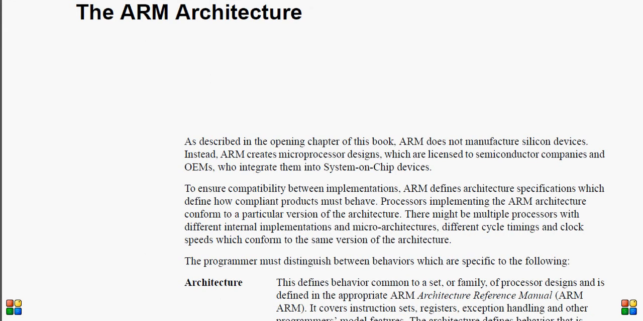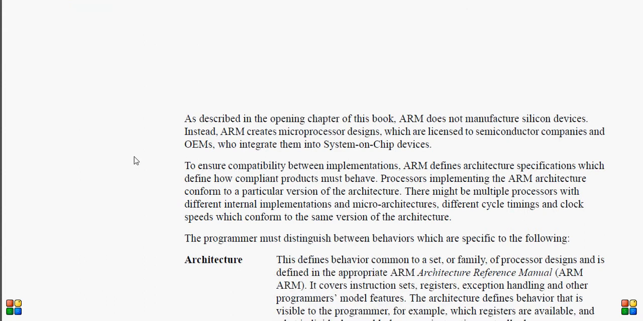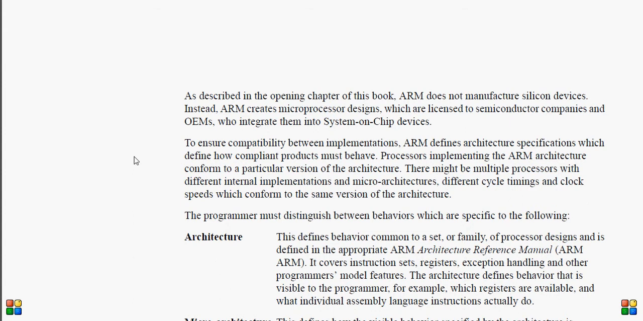Hi, in this video we will discuss the overview of ARM architecture with an example from Cortex. As we all know, ARM is a family of instruction set architectures for computer processors based on a RISC architecture, which is reduced instruction set computing, developed by the British company ARM. ARM does not manufacture silicon devices. Instead, it creates microprocessor designs which are licensed to semiconductor companies and various manufacturers like OEMs, other equipment manufacturers.